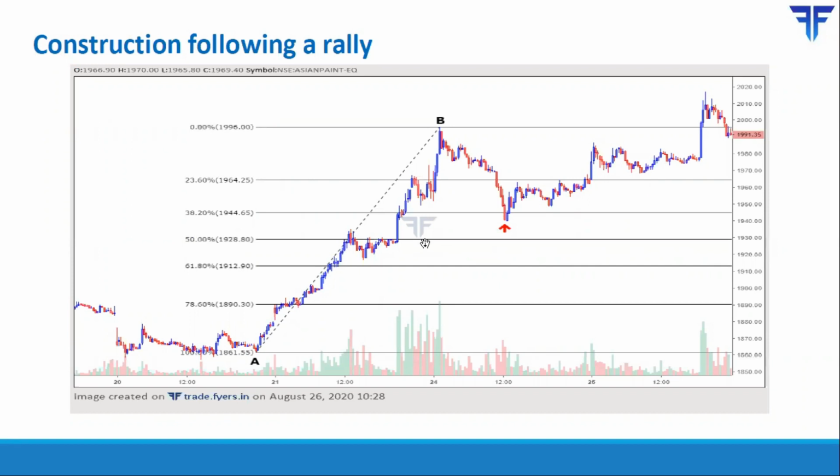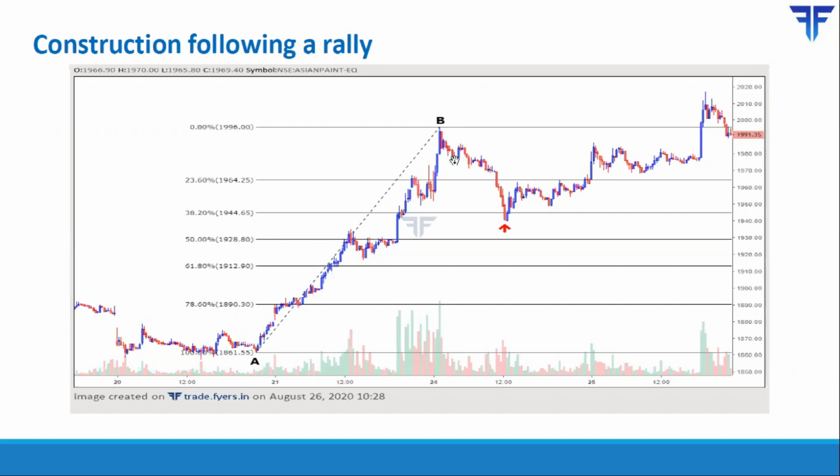In order to draw a retracement following a rally, you need to identify an important swing low and an important swing high. Now, I have marked these important points using A and B on this particular chart. A is the point where the rally started and B is the point where the rally showed signs of topping out.